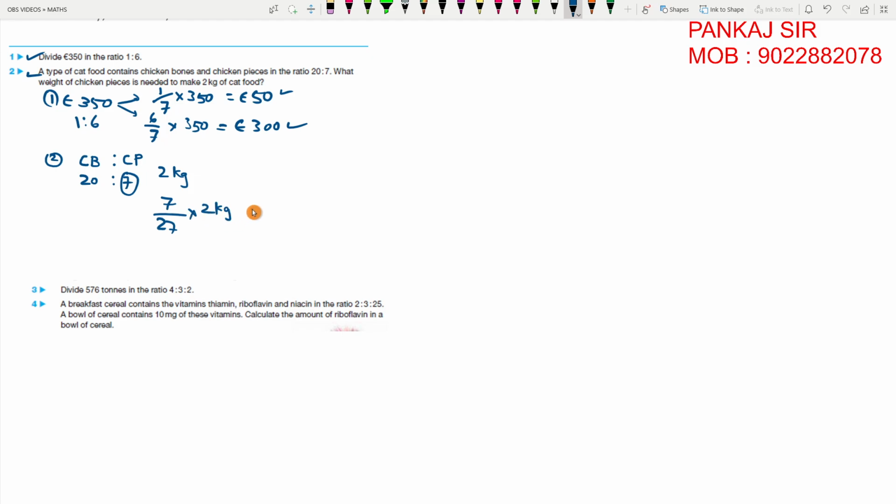Let me write. Now if you work out 7 into 2 upon 27, it works out to 0.519 kg. So 0.519 kg of chicken piece you will get in 2 kg of the cat food. If you want the answer in grams, obviously it is going to be 519 grams of chicken piece. So that was question number 2. Let us move on to question number 3.